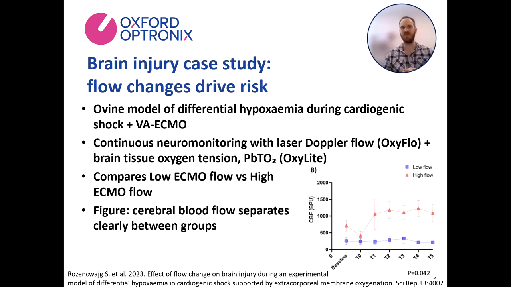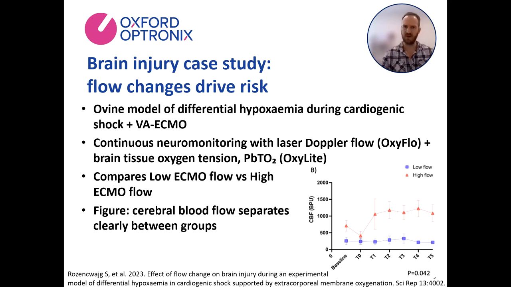Okay, so here's the first example. This is an ovine brain injury model during experimental extracorporeal support. Here, they use continuous neuromonitoring that includes laser Doppler flow and brain tissue oxygen tension. On this slide, I want you to focus on the trace below. This group compares low flow versus high flow, and the separation between the groups is really clear. And the simple takeaway is in a vulnerable brain, blood delivery to a tissue can diverge dramatically depending on the support strategy. And that divergence happens on a timescale that matters in an experiment.